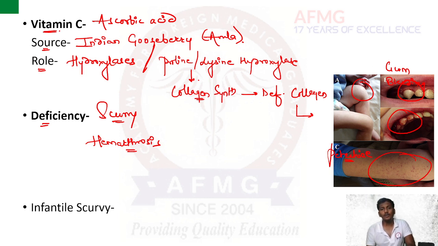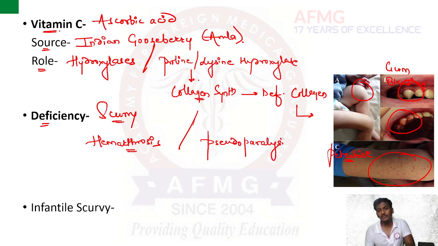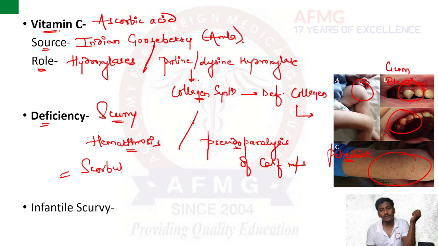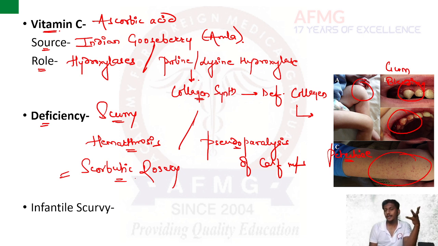Apart from that, there is also pseudoparalysis of the muscle. So please remember, there is pseudoparalysis due to the defective collagen. There would be pseudoparalysis of the calf muscles mainly, usually seen in scurvy. Apart from that, there is an important finding, that is scorbutic rosary. Again, here also we will find beading of the costochondral junctions, but how is it different from rachitic rosary? In rickets it was rounded and non-tender. Here it would be sharp, angulated and tender. That is, a painful rosary would be seen in this condition, right?